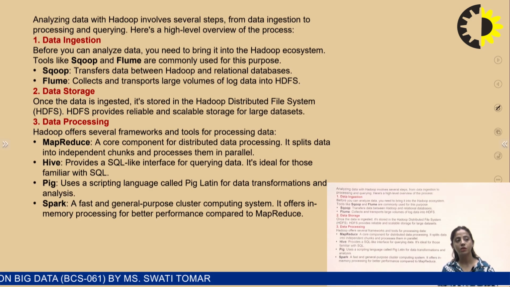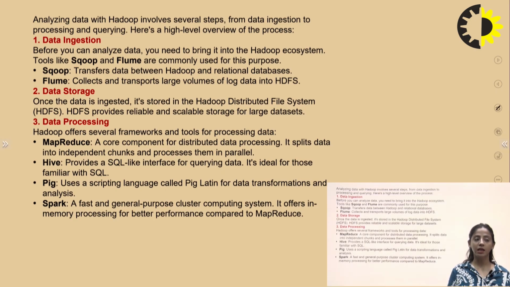Now, data storage. Once the data is ingested, it is stored in Hadoop Distributed File System. Hadoop Distributed File System provides reliable and scalable storage for large data sets. Data pre-processing. Hadoop offers special frameworks and tools for processing data. MapReduce is a core component for distributed data processing. It splits data into independent chunks and processes them in parallel.